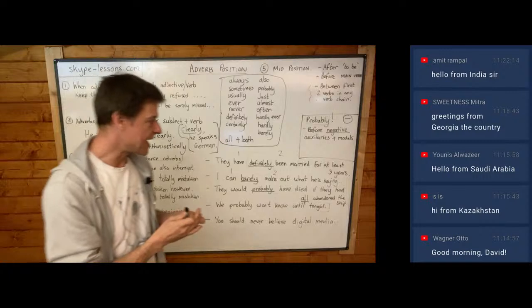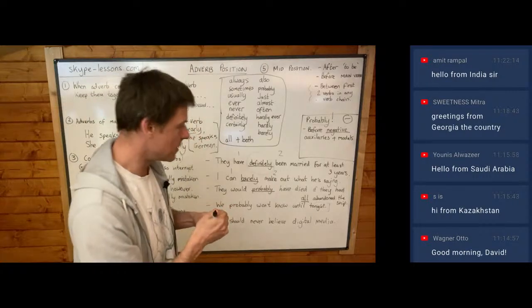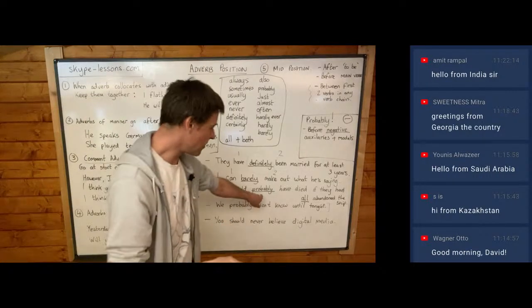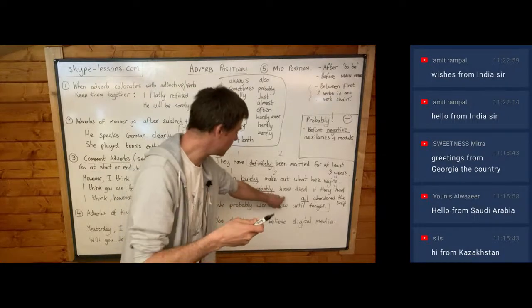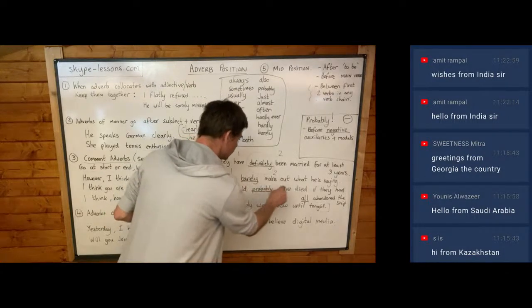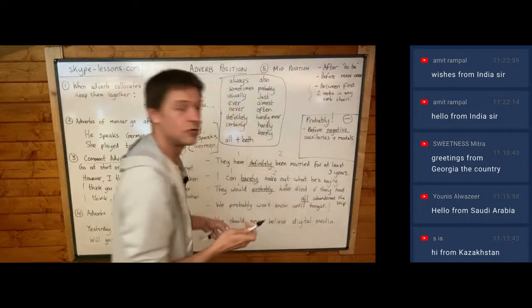They would probably have died if they had all abandoned the ship. So probably goes, this isn't a negative modal, so it goes between the first two verbs. One is would, a modal verb, two, have is an auxiliary verb.